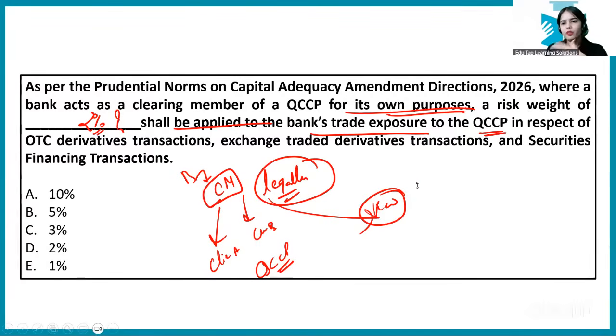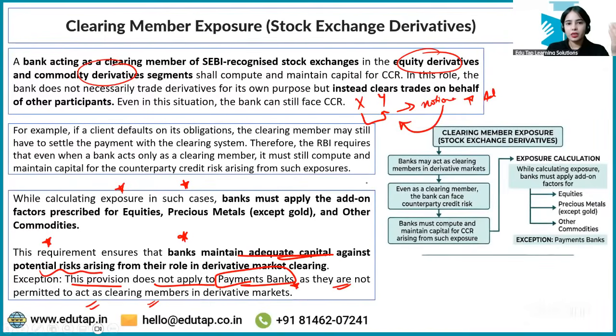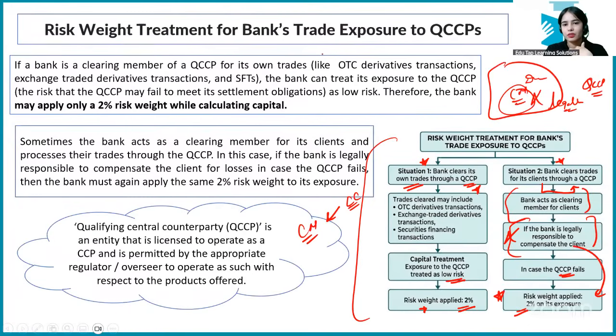No, it is available for all the derivatives. Forward derivative was the example. We have seen now that there are also stock exchanges and such for all the derivatives, like OTC derivative transactions and exchange traded derivative transactions also. So OTC derivative transactions are the forward contracts, swaps. Exchange traded means futures, options, securities financing transactions. Okay, for all these kinds of transactions.